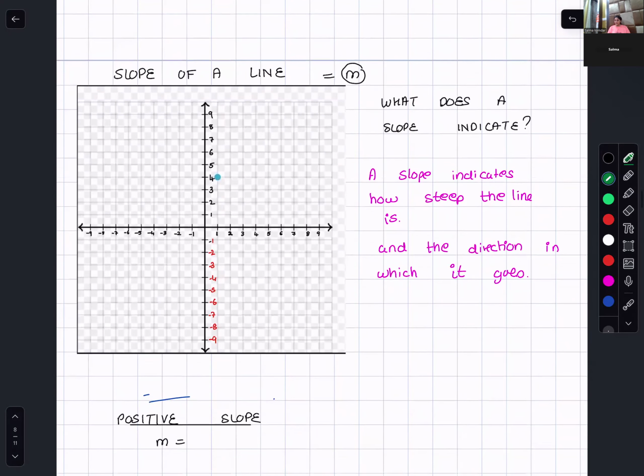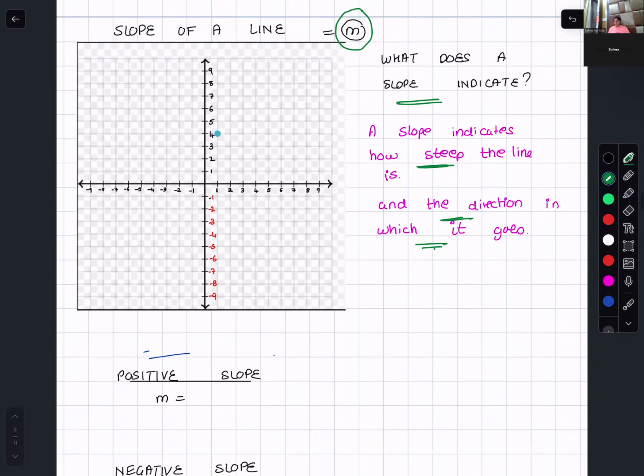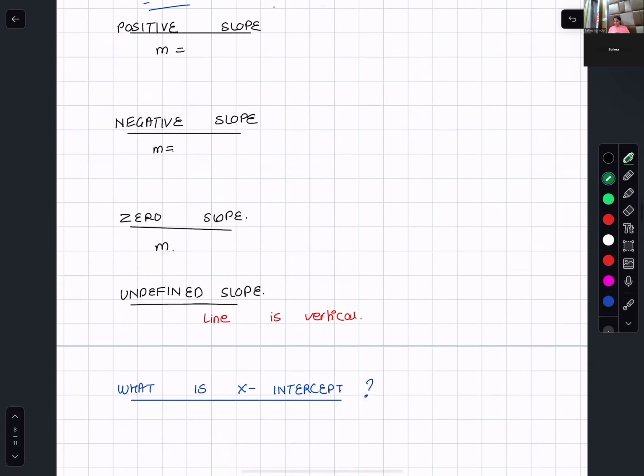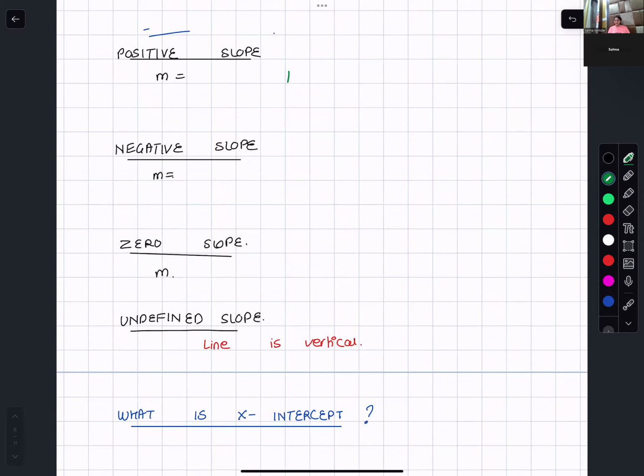Slope of a line is called m. And what does a slope indicate? A slope indicates how steep the line will be and the direction in which the line goes. If I have a positive slope, m will be positive and the line will go up. The line will go up from left to right.